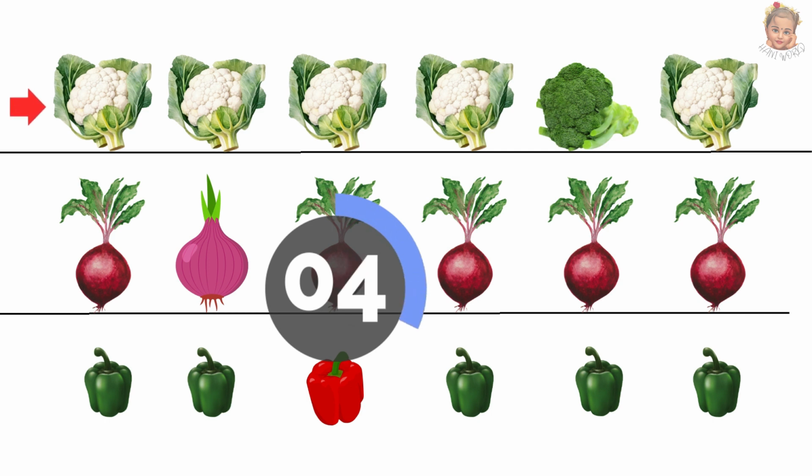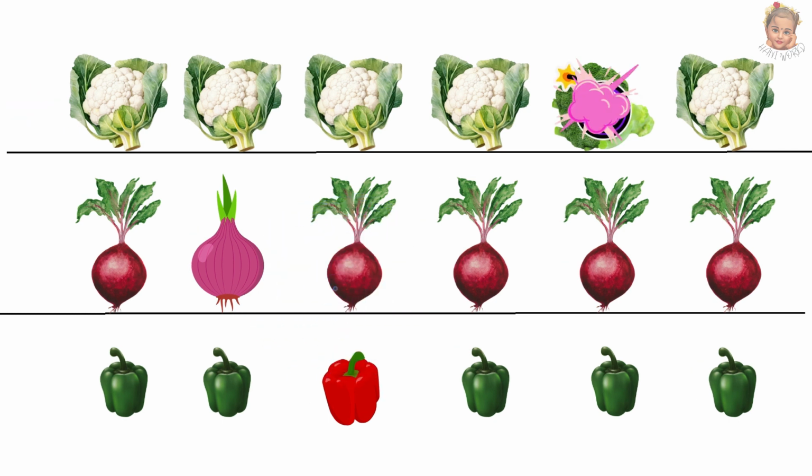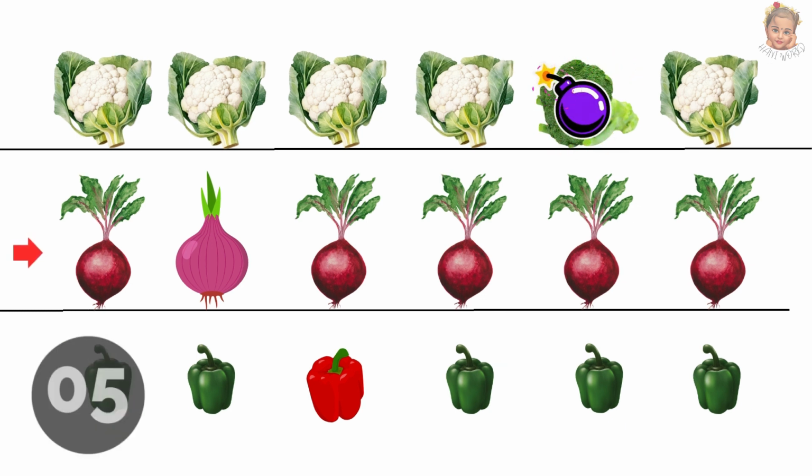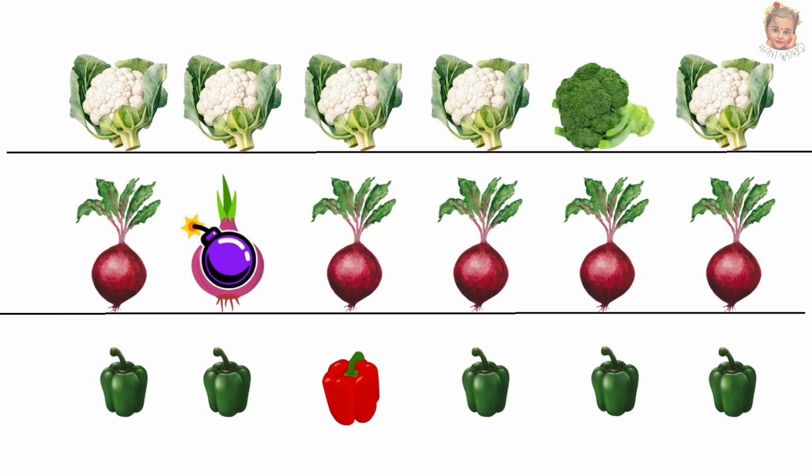In the first row, which one is the odd one? Cauliflowers and the broccoli. Which one is the odd one? Yes, broccoli is the odd one out in the first row. In the second row, which one is the odd one out? Guess it. Yes, the answer is onion. Onion is the odd one out in the second row.